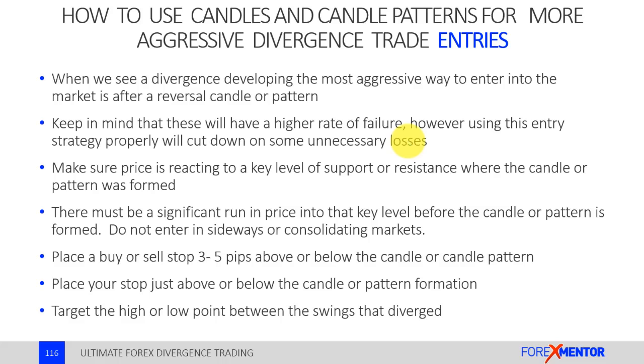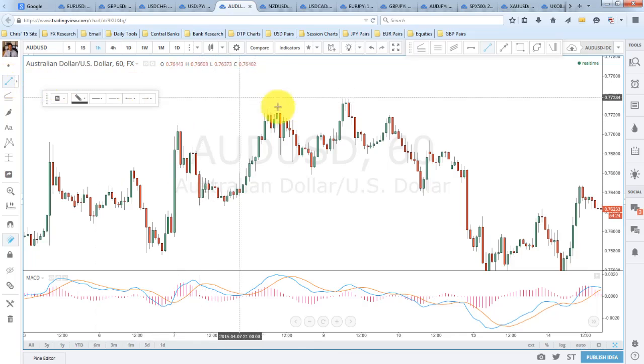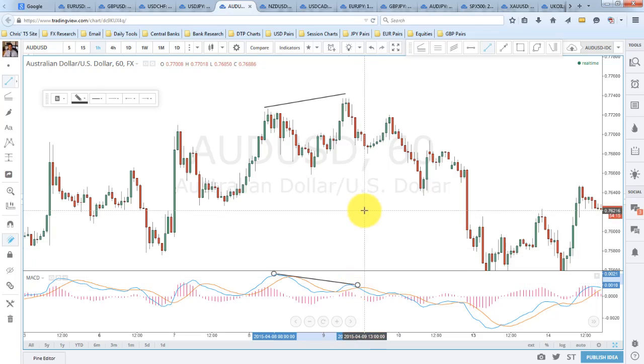So let's go ahead and have a look at some charts and see how this can work in the real market. Here's the Aussie US dollar, and we're going to look right here at this divergence. We're going to assume that this is a level of resistance in the higher degree time frame, because right now I don't have a way to actually show that. That's one thing you want to make sure before you enter into any trade. But we'll have price moving higher, we have the MACD here cycling lower, so we have our divergence.